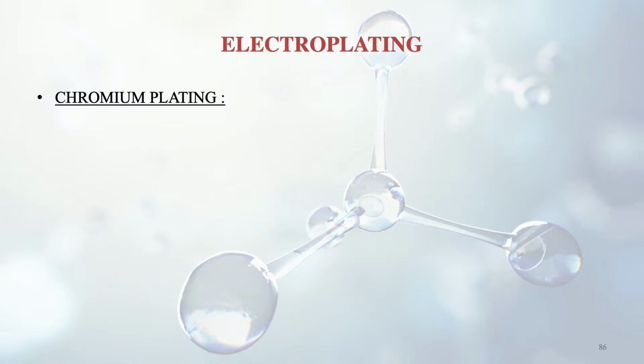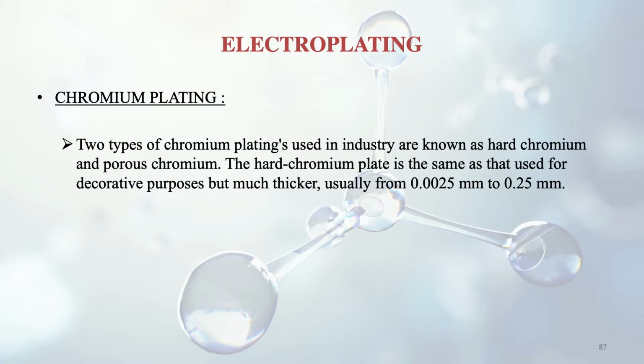Chromium plating, this is the first one we will discuss. We have two types of chromium plating which are used in industry. The first one is known as hard chromium, and the second is porous chromium. The hard chromium plate is the same as that used for decorative purposes, but is much thicker, and its thickness is in the range of 0.0025 mm to 0.25 mm. So the decorative plating is used here also, but the thickness range varies.